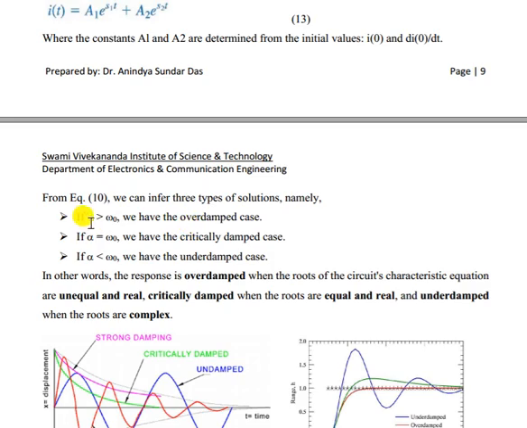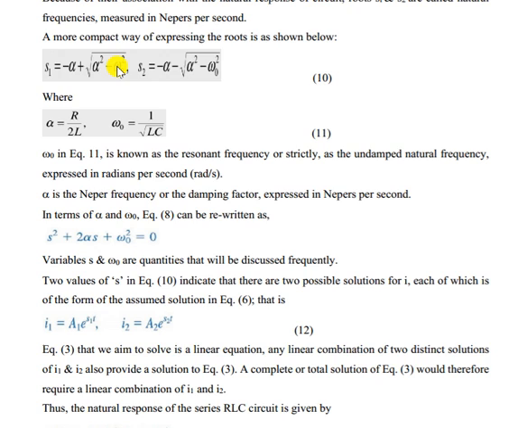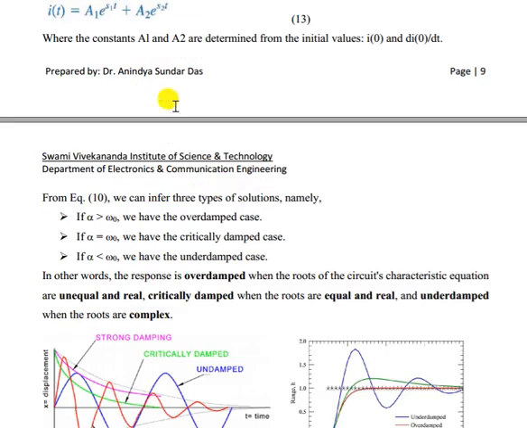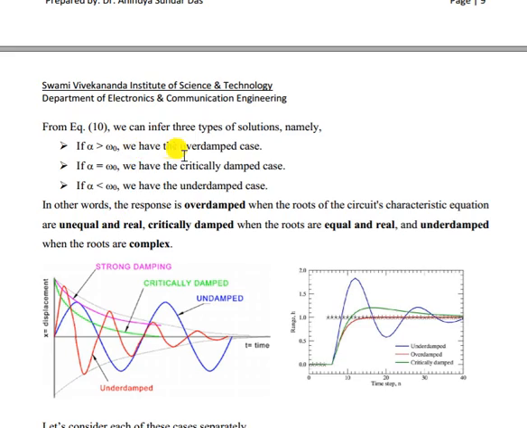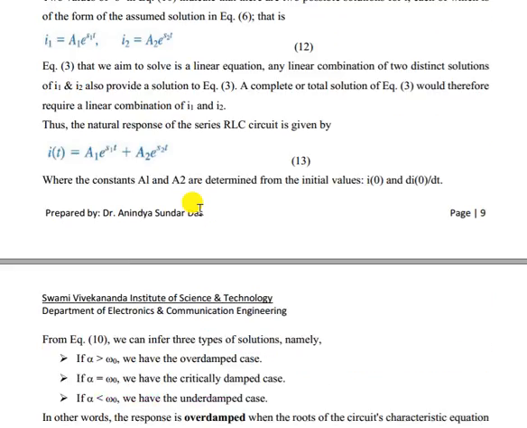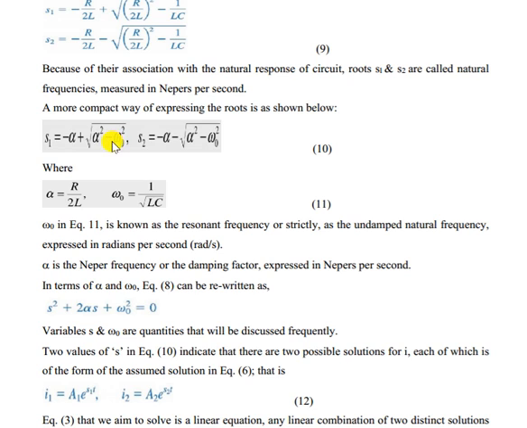Then what will happen? If alpha is greater than omega 0, then this value, the total value, becomes real and unequal, because we have minus alpha plus that value and minus alpha minus that value. So real and unequal. So when alpha is greater than omega 0, we have the overdamped case or overdamped response. Now what is overdamped? I will explain to you. If alpha equals omega 0, then this term will cancel out, we only have minus alpha, and that means the roots are equal and real.